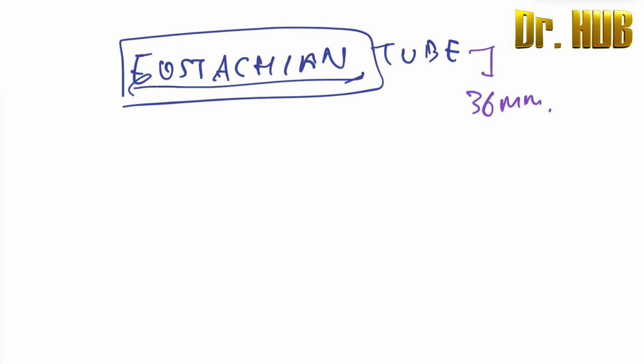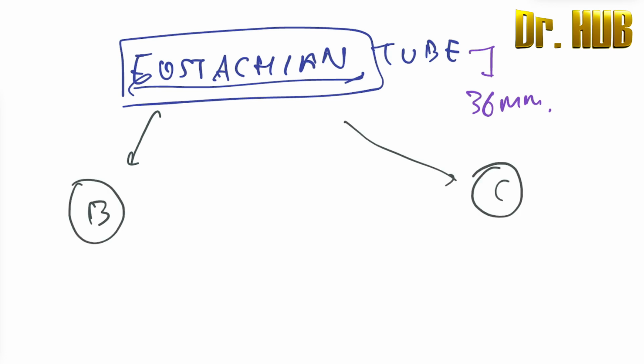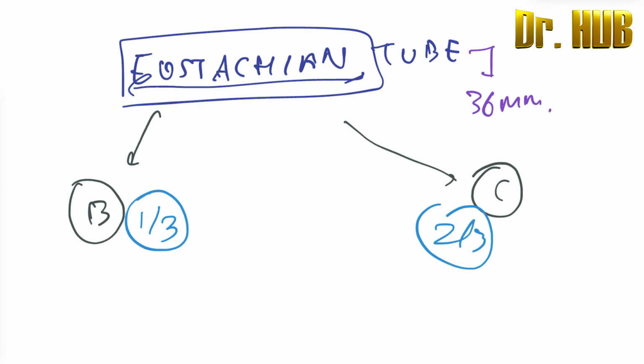So the total length is going to be 36 mm, and here the bony and the cartilaginous parts are going to be inverse. In terms of EAC, we saw the bony is 2/3, but in the Eustachian tube the bony is going to be 1/3, and the cartilaginous is going to be 2/3. So the bony 1/3 is 12 mm, and the cartilaginous here is going to be 24 mm.